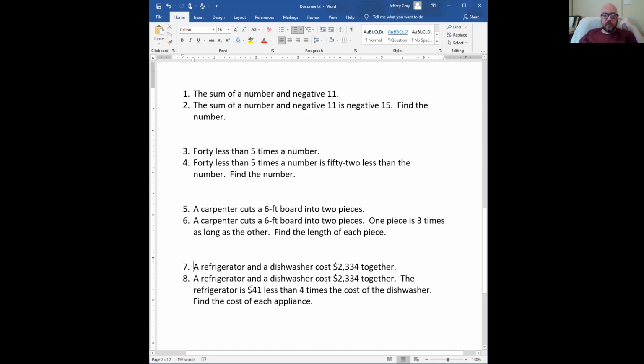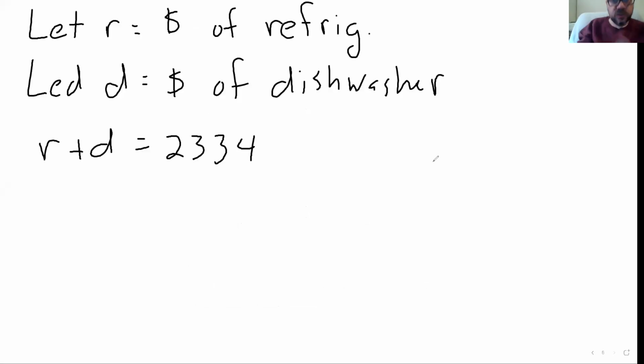And then we can set this up, right? The refrigerator is $41 less than 4 times the cost of the dishwasher. So that's another equation. That means that R, the refrigerator, so again, I'm looking for the is, is 4 times D minus 41. So that gives me another equation: the cost of the refrigerator is $41 less than 4 times the cost of the dishwasher.